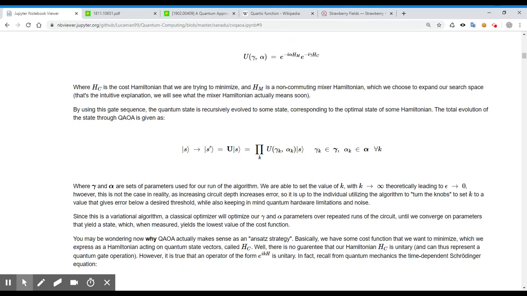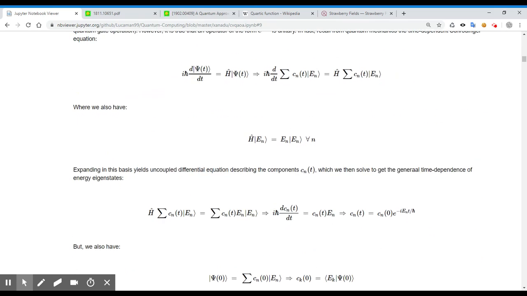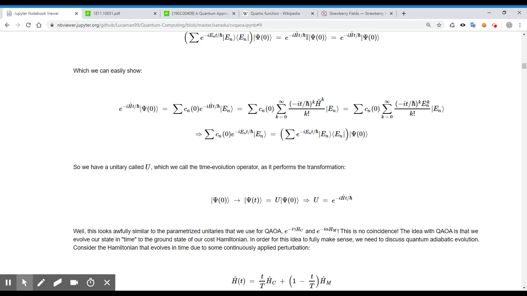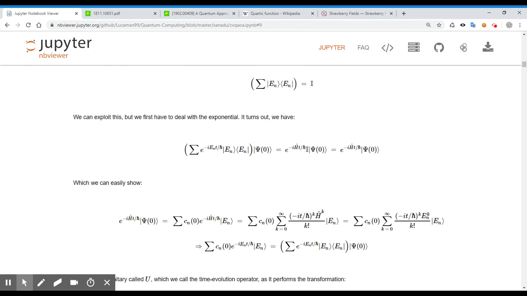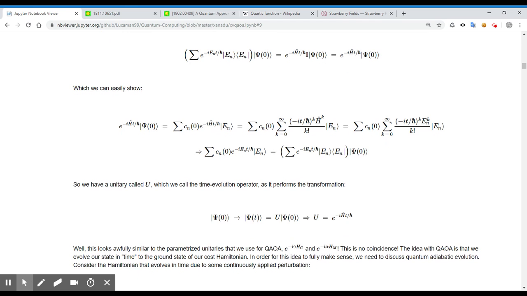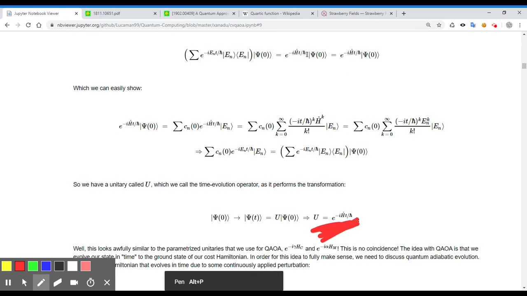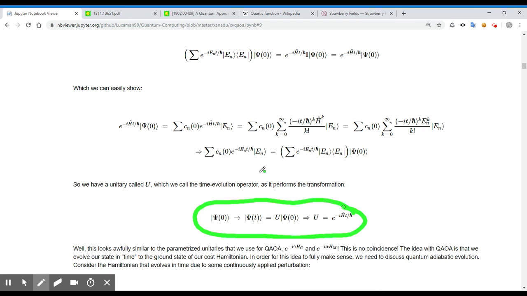What I was going to say. This here is basically similar to the ansatz that we use for QAOA. Sorry, this is actually what I meant. The integers that we use for QAOA.